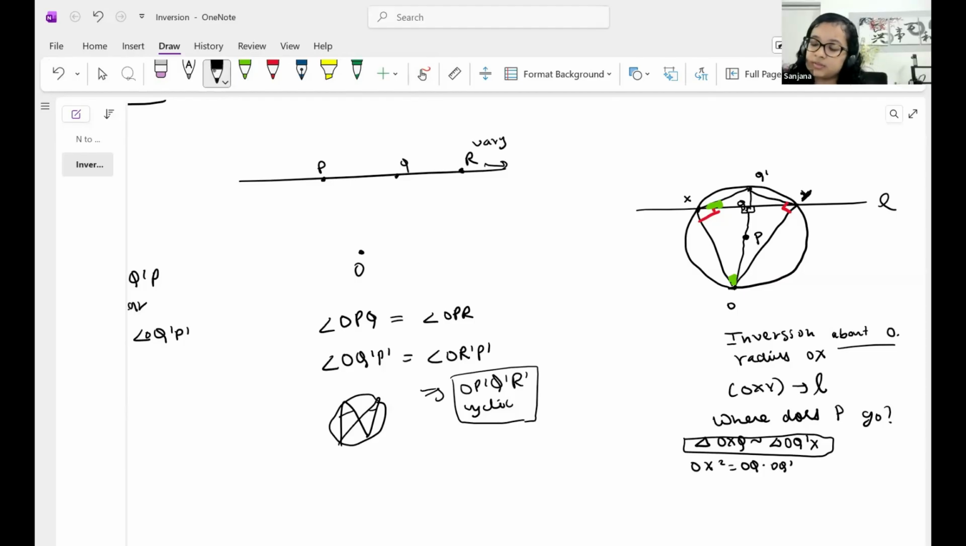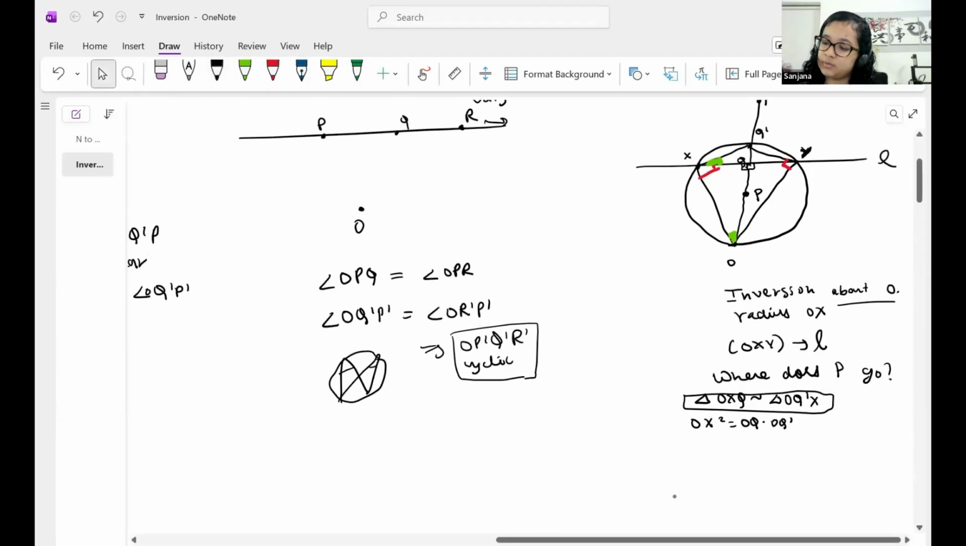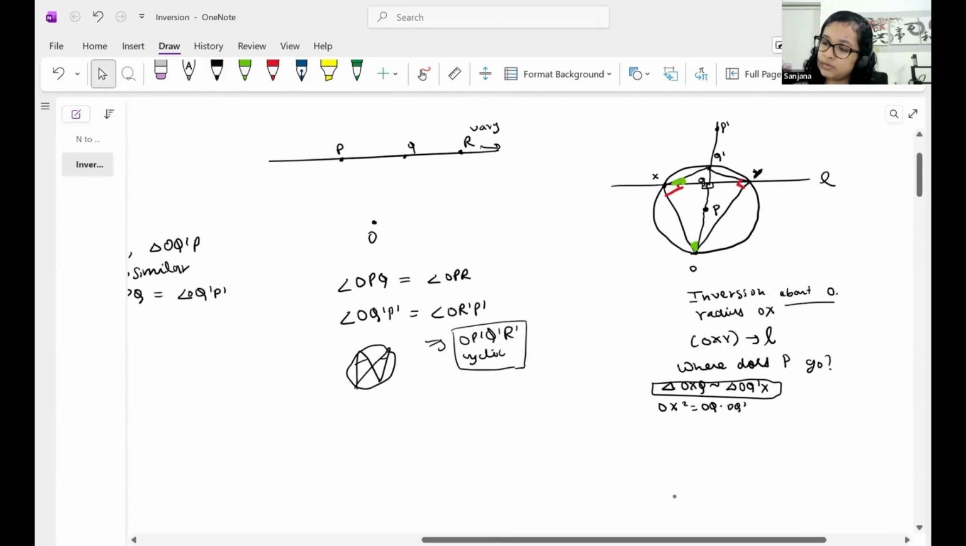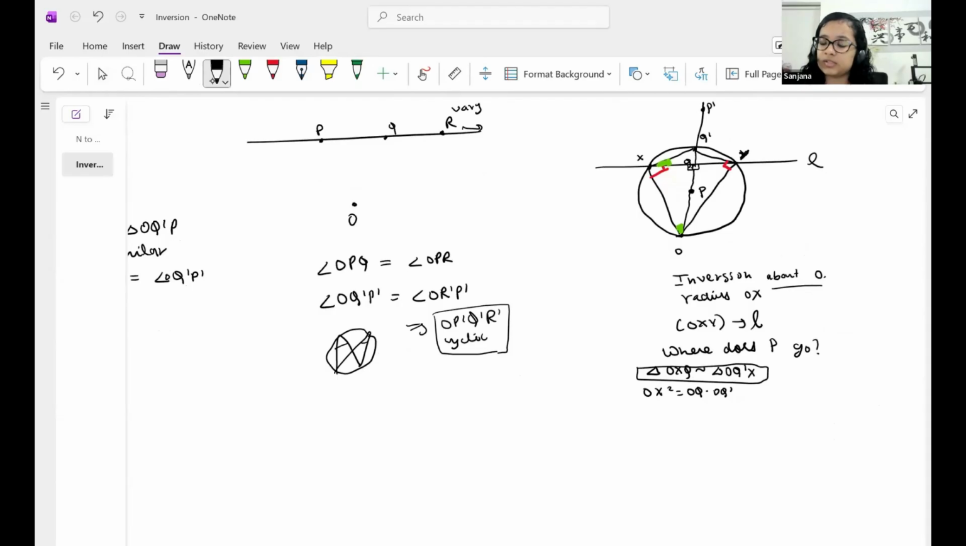So now what we do is we consider the inverse of P. So it must be some point on this line, P dash. And we know P is the center of OXY. So what do we know about the lengths OP, OP dash in terms of the other lengths on this line? We know that OP times OP dash is equal to OX squared, which is the radius squared, which is equal to OQ times OQ dash. So from this, can we get something nice about P dash?